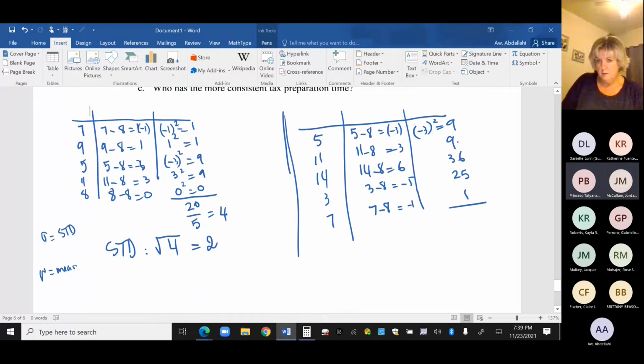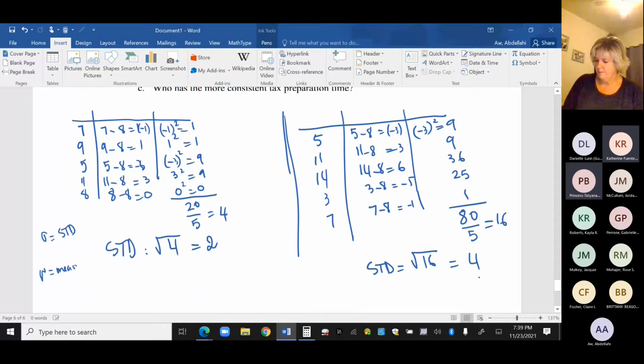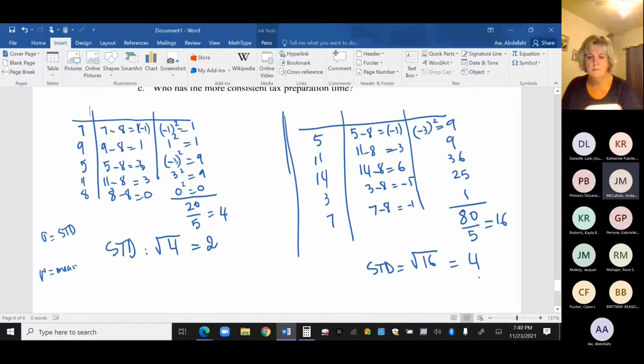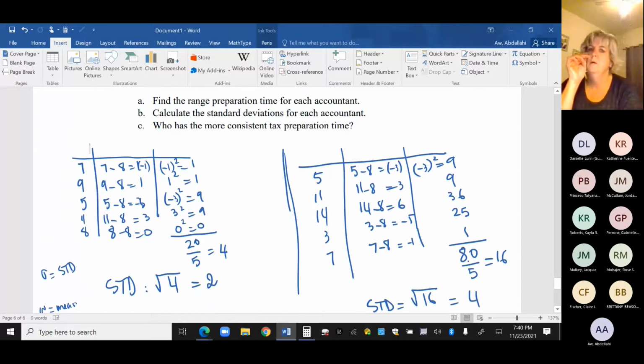We get 80, right? Yes. We get 80. And we divide 80 by what? 5. So we get 16, right? So the standard deviation is the square root of 16, which is 4. Now, to answer this question, who has the more consistent tax preparation time?